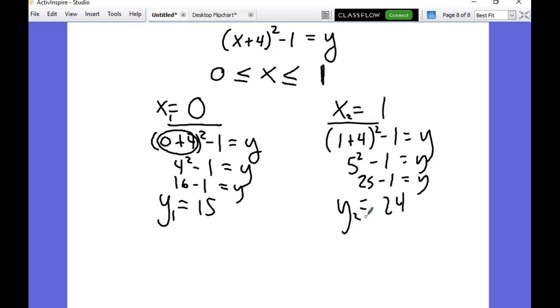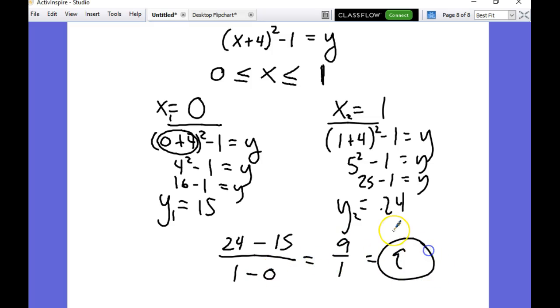And then I'm going to ask Jonathan, what did you get for your slope? 9. 9 is right. Because y2 minus y1 over x2 minus x1 equals 9 over 1, which comes up to 9. 9 is increasing. And it's increasing, right? Why is it increasing? Positive.